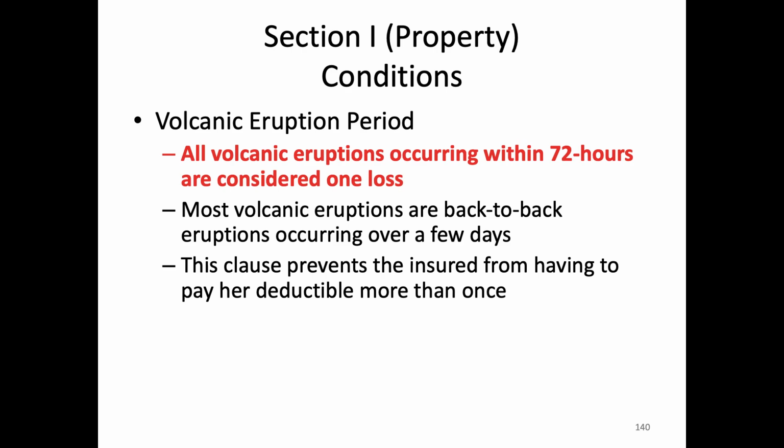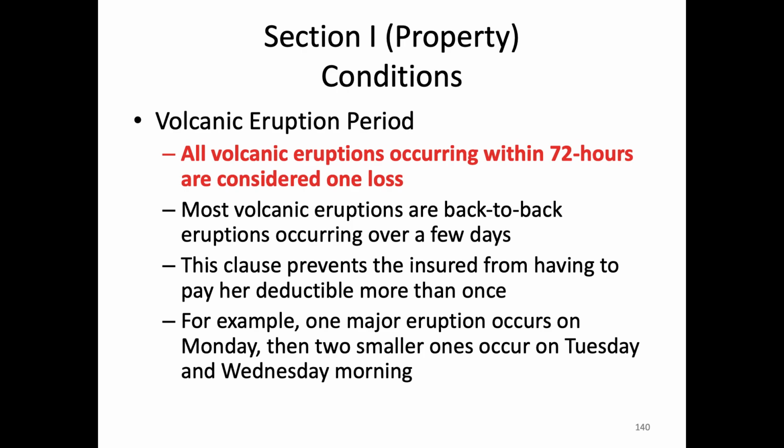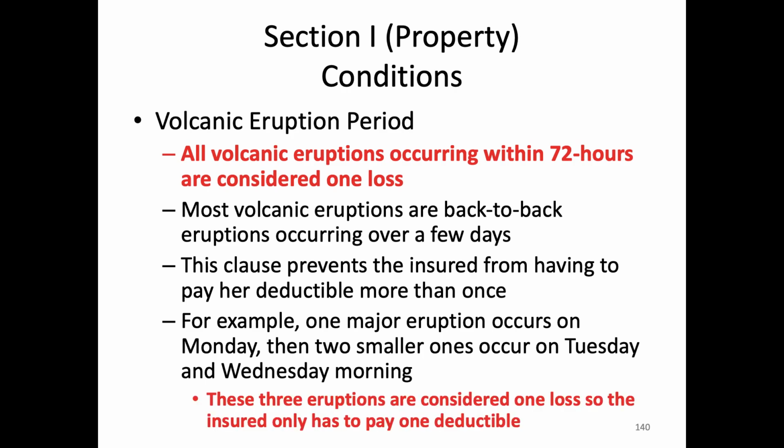So what this does is it protects the insured from paying their deductible more than once. For example, one major eruption occurs on Monday, and then 2 smaller ones on Tuesday and Wednesday morning. And that shakes the ground. It could do a lot of damage. And so these 3 eruptions are considered one loss, so the insured only has to pay 1 deductible. So that last bullet and sub-bullet in red are real helpful in bringing together what this means.